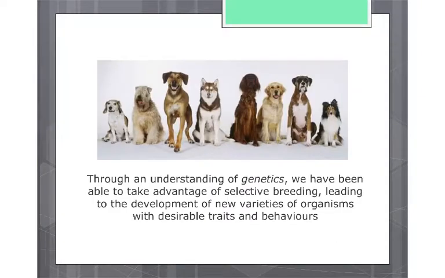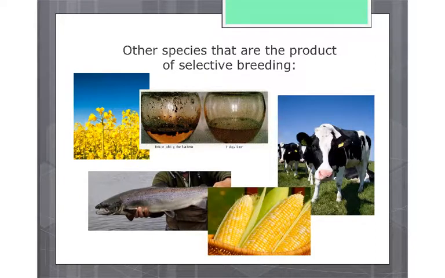traits. Now, looking forward at our current time is that through genetics, we've been able to take advantage of selective breeding, leading to the development of new variations of organisms with desirable traits and behaviors. So a lot of the times the example that I would have given in class would be about dogs and breeding purebreds. So you are choosing to breed like a labradoodle. You are choosing a lab with a poodle, and you were looking for qualities and characteristics of both a lab and a poodle. So here are some other examples.